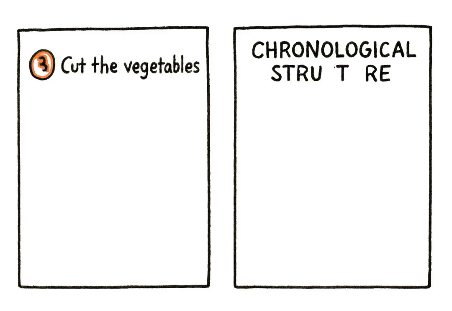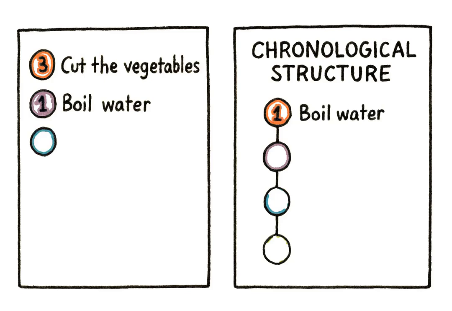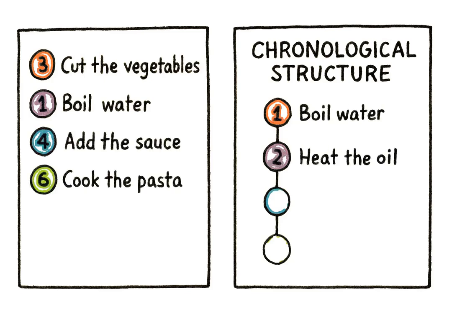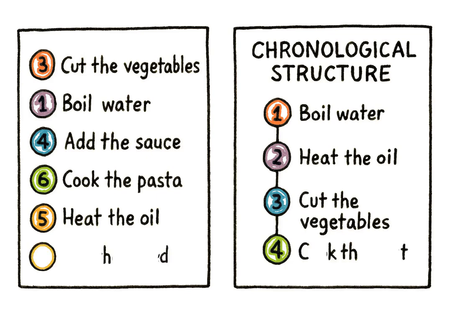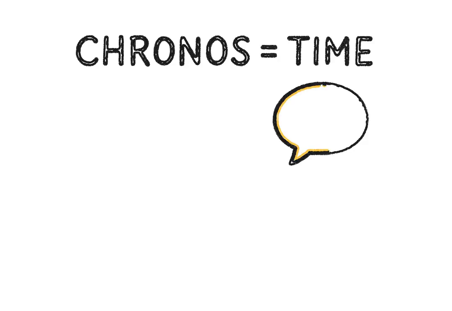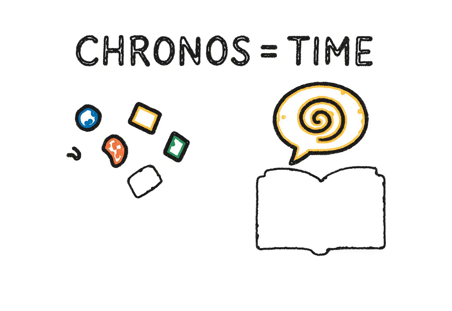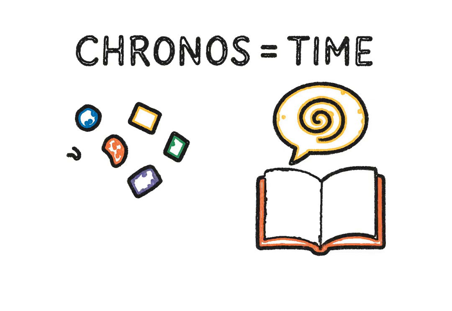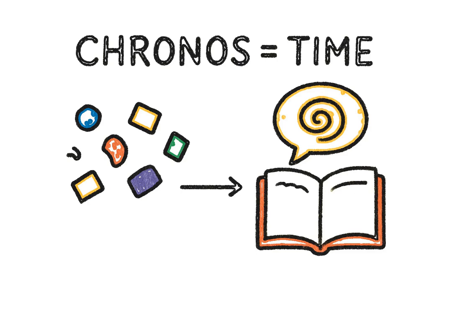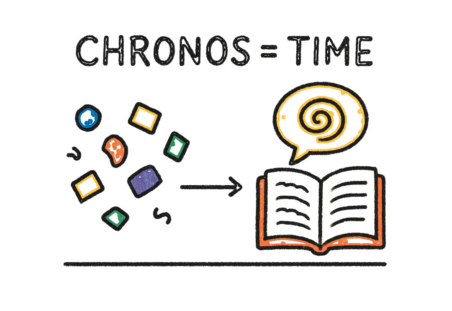The problem isn't the ingredients or the steps themselves, it's the order. And this simple, scrambled recipe perfectly shows why writers use one of the most powerful tools for organizing information: chronological structure. The word chronological comes from the Greek word chronos, which means time. So chronological structure is just a way of organizing information in time order, from the earliest event to the latest, or from the first step to the last. It's the difference between a coherent story and a confusing jumble of facts.